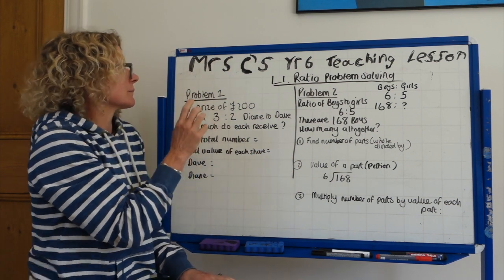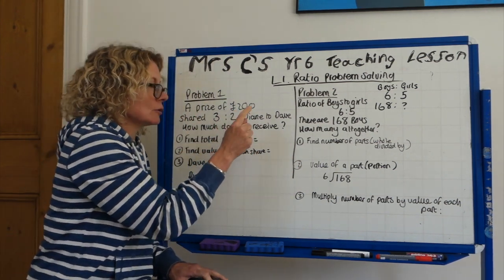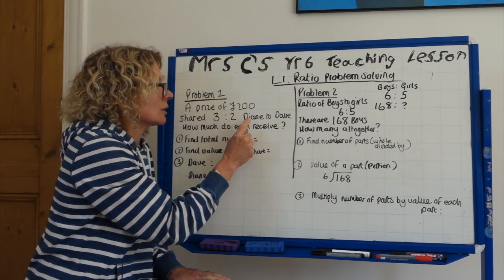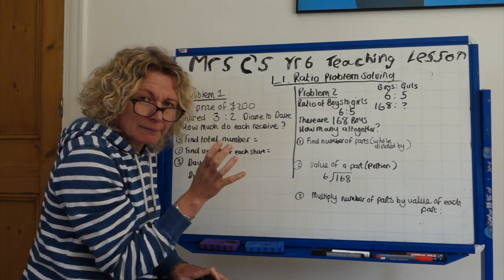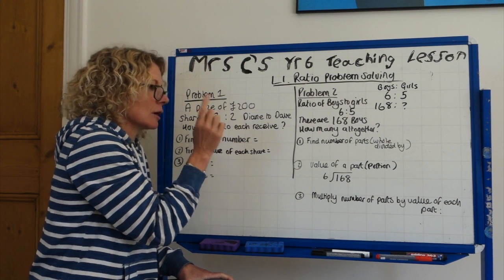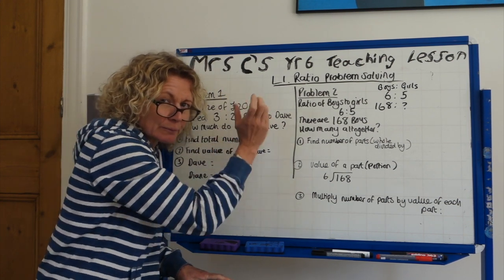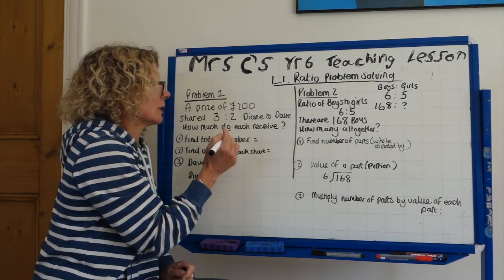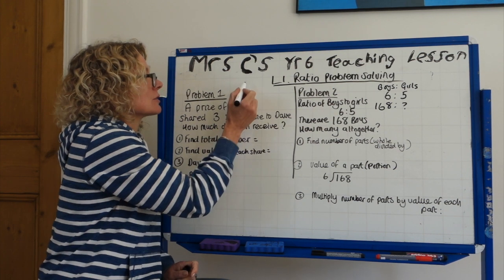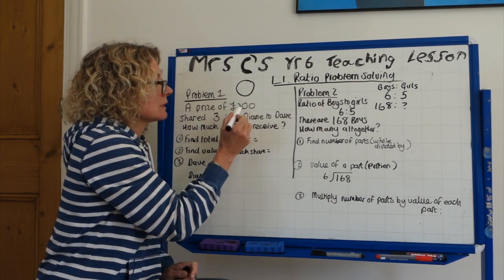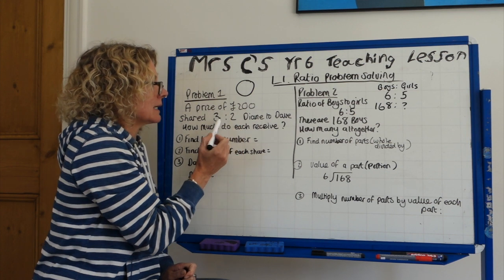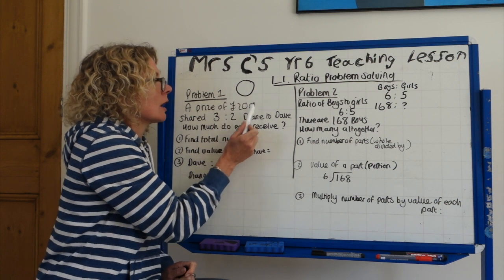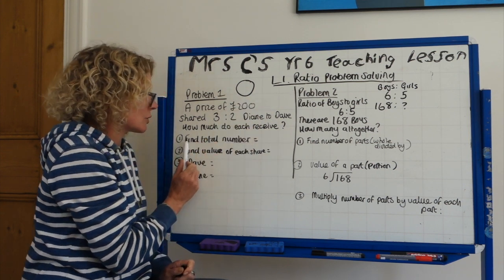So problem 1. We've got prize money of £200 and it is going to be shared in a ratio of 3 to 2, Diana to Dave. Now if you remember what we were looking at yesterday, ratio compares part to part, whereas fractions compare part to whole. So the number of parts that the whole £200 is divided into here is 3 to 2. How many parts altogether is the £200 divided into? What is the total number?